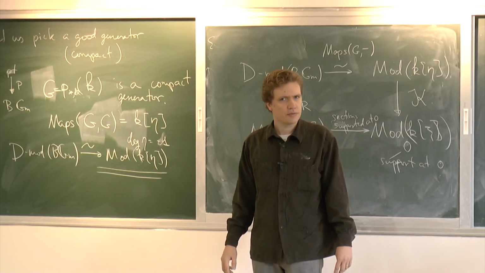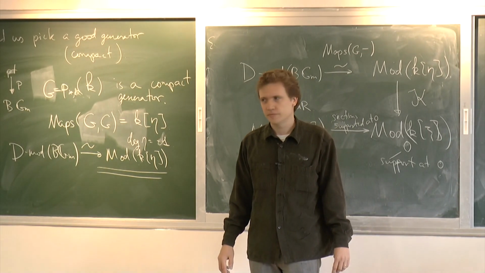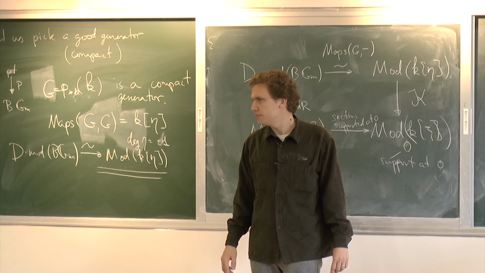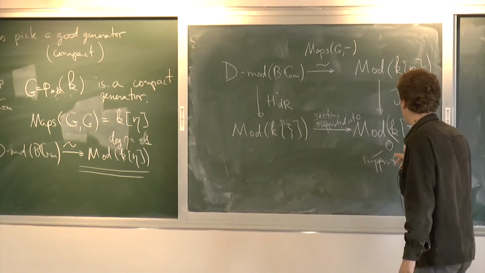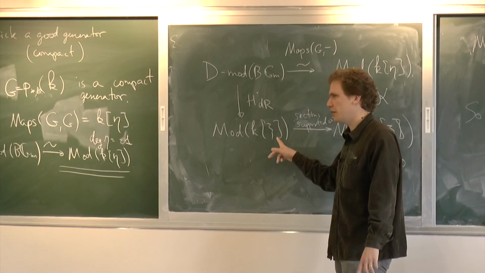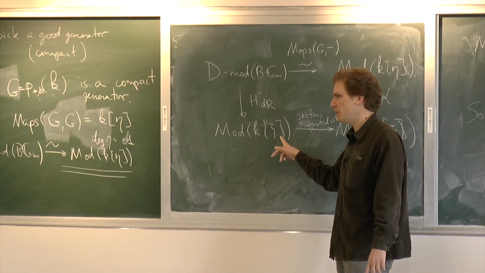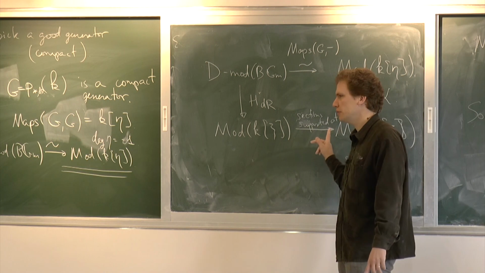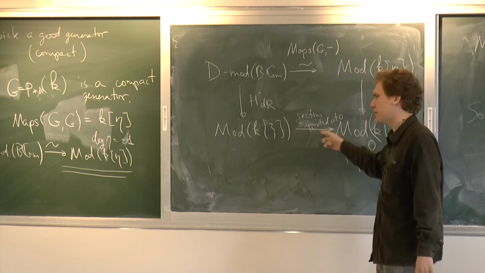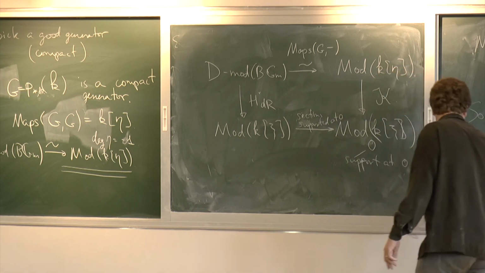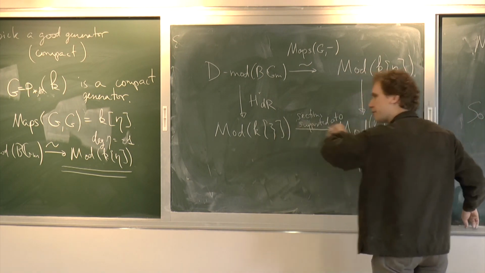Any other questions? Is the category you get bigger or smaller than the... Is the category of sheaves supported at 0 bigger or smaller than the category of sheaves supported anywhere, is the question. Okay, so no, this is a colocalization, meaning it's adjoint to a fully faithful embedding.